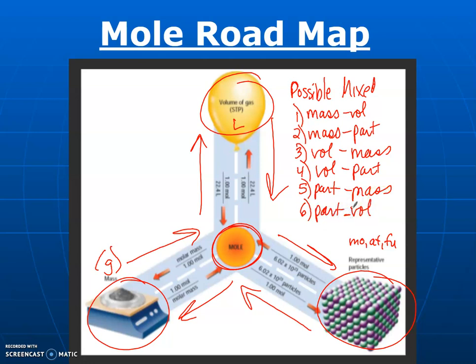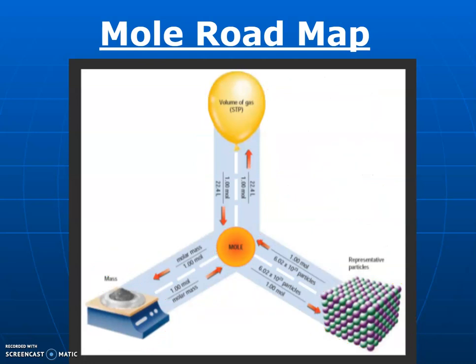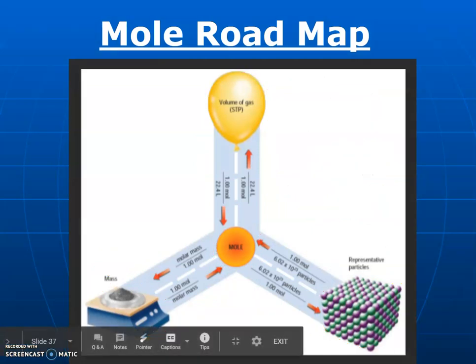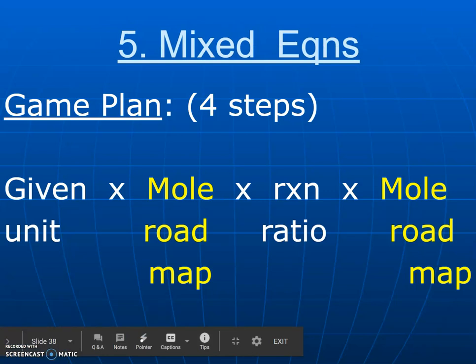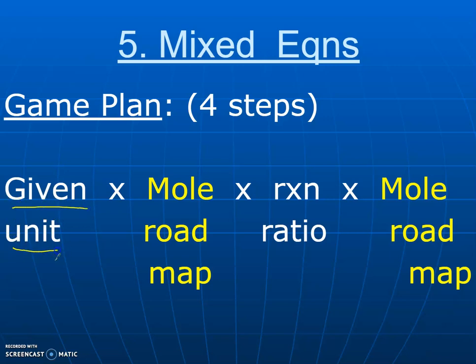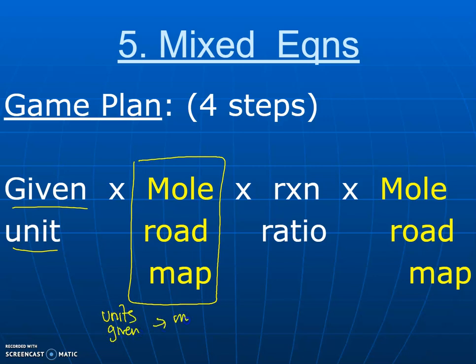The good part about learning this type of reaction calculation is that you can use it for any of the stoichiometry calculations, because the game plan is very general. You first start with your given unit. Whatever that unit is, you use some part of the mole roadmap to convert the units of your given into moles of your given. That's what this step does. It will always be 1 mole over some part of the mole roadmap.